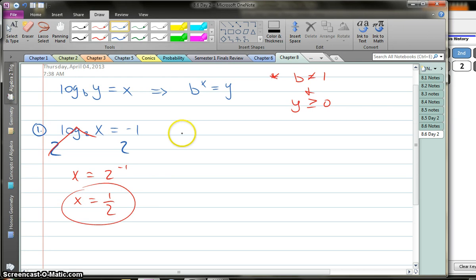All right, example 2. Let's go 2 plus 8 times the natural log of x equals 30.